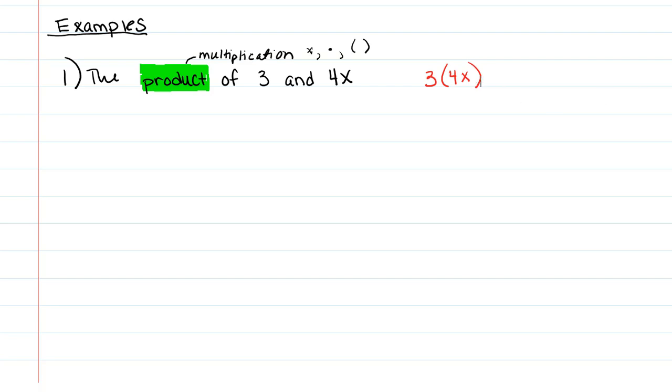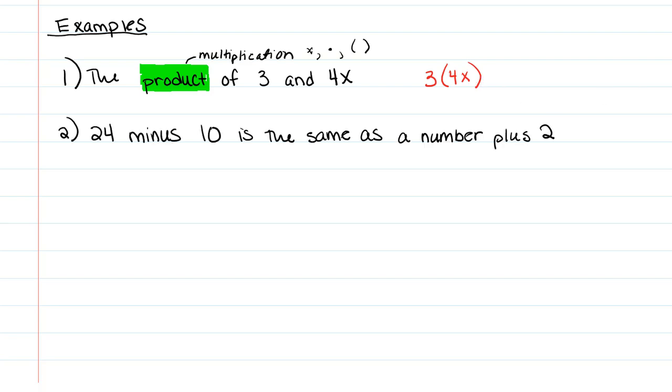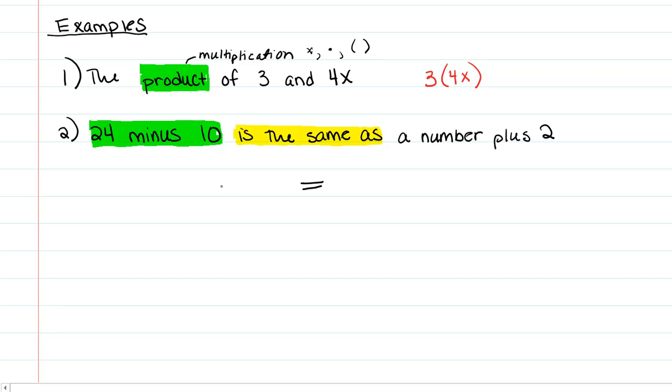Let's go on to example 2. 24 minus 10 is the same as a number plus 2. Let's break this down a little bit. Is the same as, that is what's telling us to write an equal sign. So I'm going to write that right below it. Let's look to the left of the equal sign. 24 minus 10, so I'm just going to write 24 minus 10. And lastly, a number plus 2.